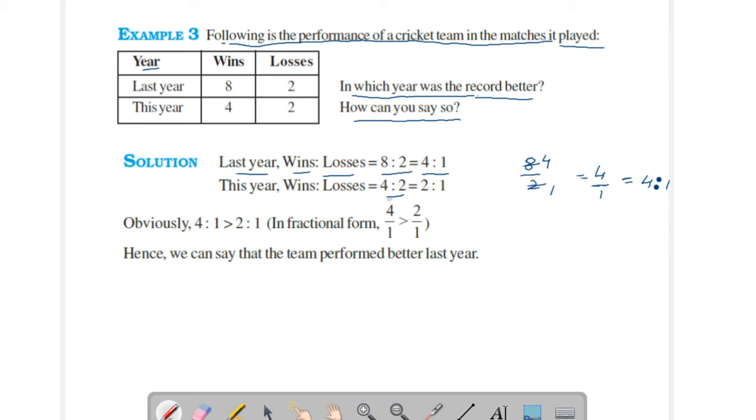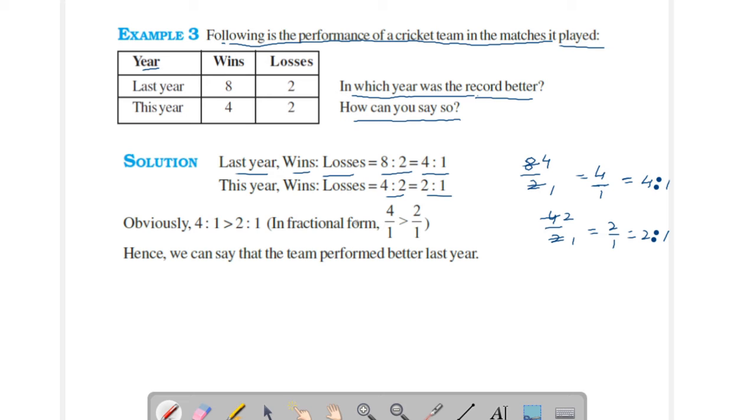Similarly, this year the ratio of wins to losses is 4:2, and if you simplify it, 4:2 can be written as 4 upon 2, and you cancel the terms by 2. 2 twos are 4, and 2 ones are 2. This can be written as 2 upon 1, and in ratio form, this can be written as 2:1. Here we get 2:1.